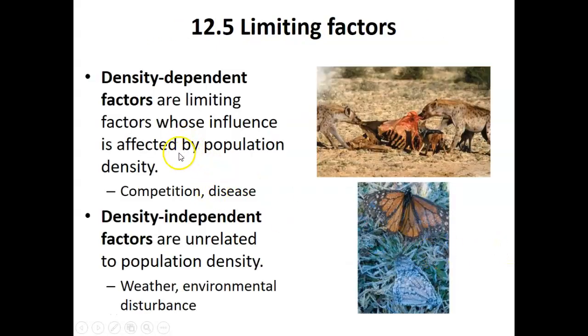There are different types of limiting factors. Some factors are density dependent, some factors are density independent. The density dependent factors are those that are influenced by population density, for example, competition or diseases. The density independent factors are unrelated to population density, for example, environmental disturbance, weather, fire, or other things.